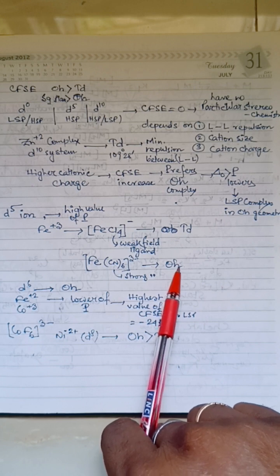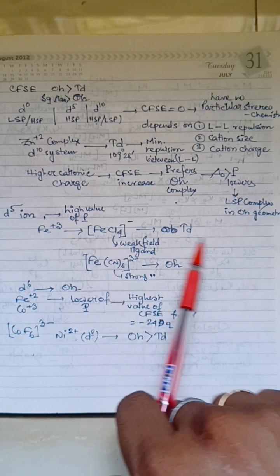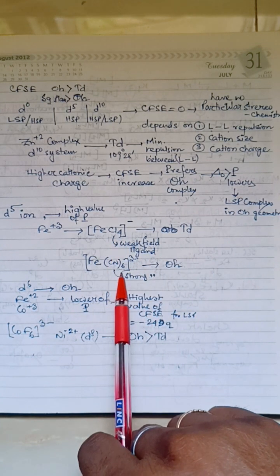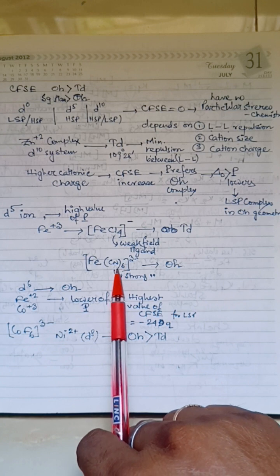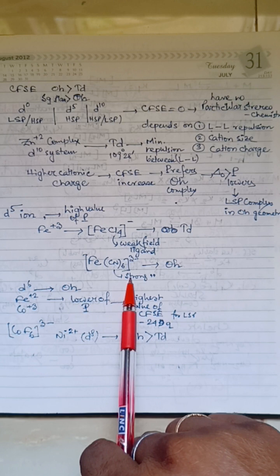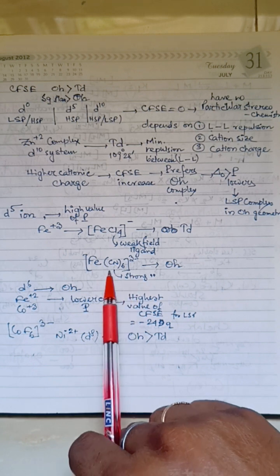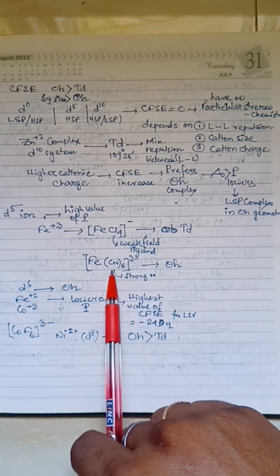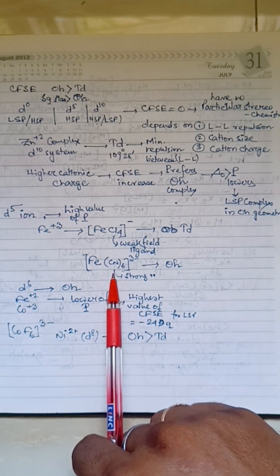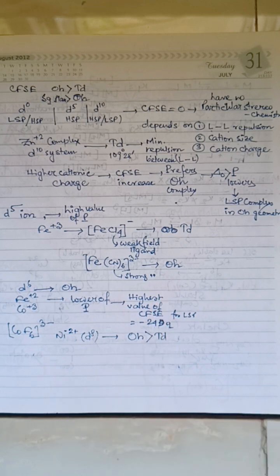Now, the difference is that when we use a weak field ligand like chlorine, it forms a tetrahedral complex. When we use a strong field ligand like cyanide, it forms octahedral complexes. In the presence of a strong field ligand, in octahedral or tetrahedral or any type of geometry, the CFSE value increases, which becomes greater than the P value, that is the pairing energy value, which prefers octahedral geometry with low spin.